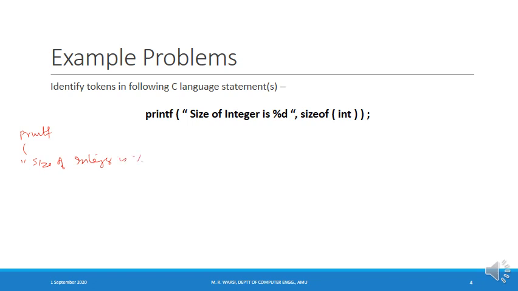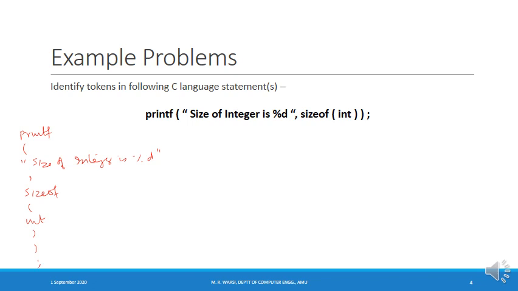is %d. The next lexeme is comma. The next one is sizeof. The next lexeme is the opening bracket, followed by this I have int. The next lexeme is the closing bracket, then I have another closing bracket, and then I have a semicolon. So these are the lexemes which are there in this statement.